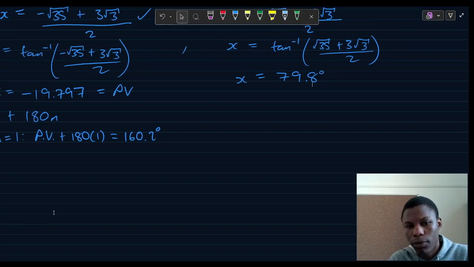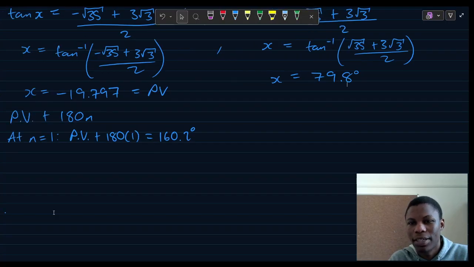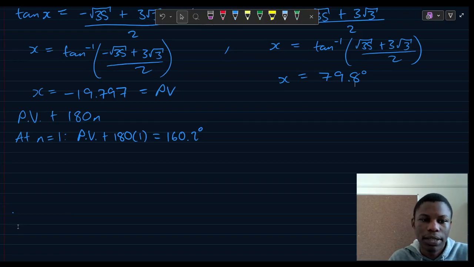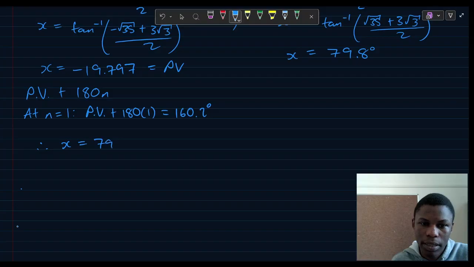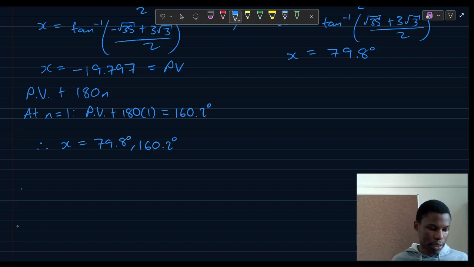You can use the formula again to check if there are other solutions within this interval, but you find that the next one is just going to be 79.8 plus 180 degrees, which is bigger than what our interval has given us, right? So we can conclude that therefore x is either the 79.8 degrees or the 160.2 degrees. And that is our final answer.